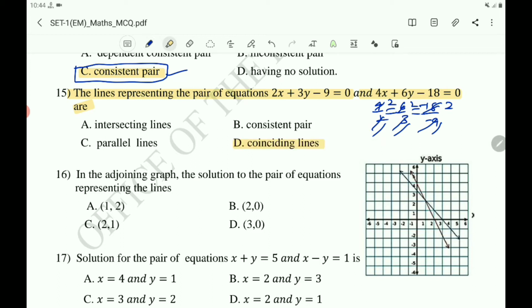So you take the option D as an answer, as A1 by A2 equals B1 by B2 equals C1 by C2. They are coinciding lines.